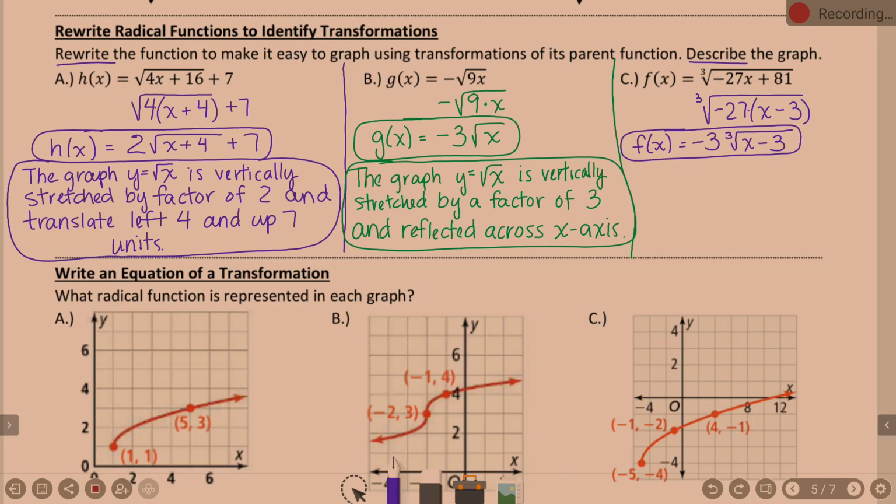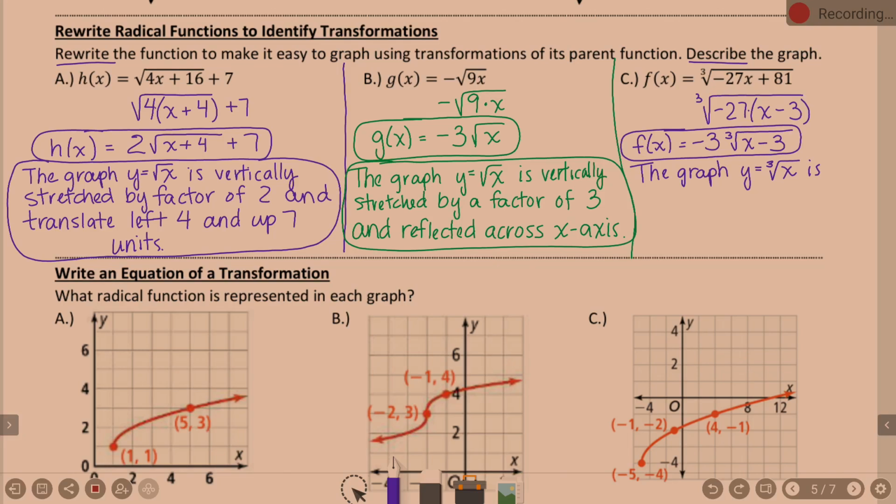Okay. It's all right. We can do this. What do we have going on? Which graph are we starting with? This is the graph y equals the cube root of x. Let's start with the pieces out front. What's going on out front? The 3 is a vertical stretch by a factor of 3. What's the negative going to do? Reflect across the x-axis.